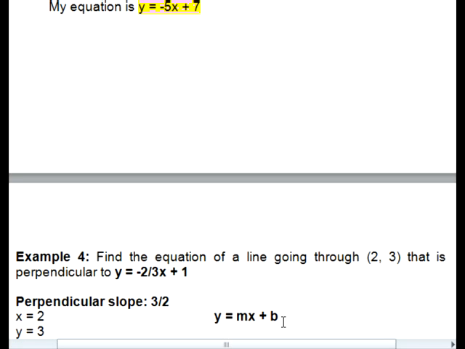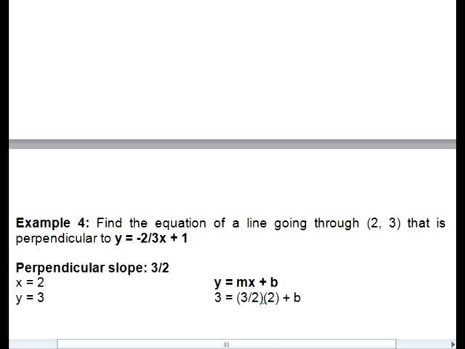Can you tell me what to sub in, please? Okay, good. So y is 3. M is going to be, great, 3/2. And x is going to be 2 plus b. Noah, fraction time. What is 3/2 times 2? Great, that's 6/2, which happens to equal 3.